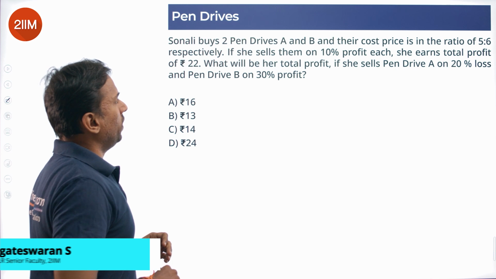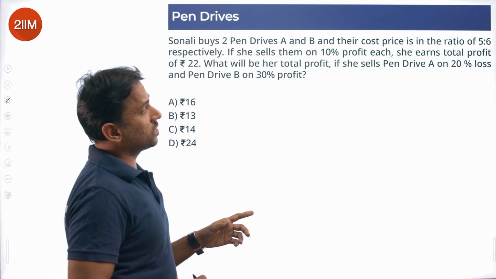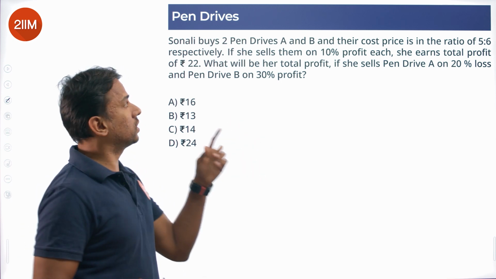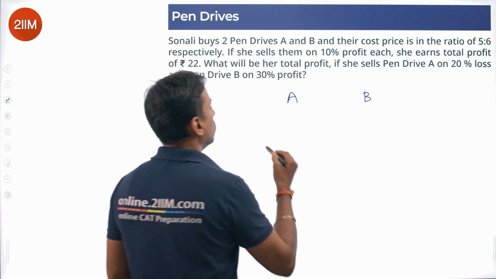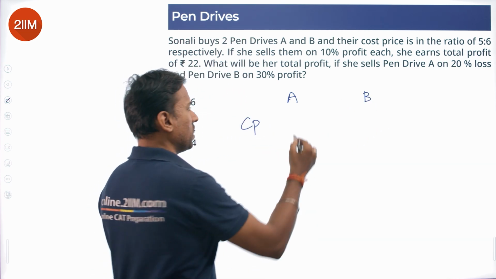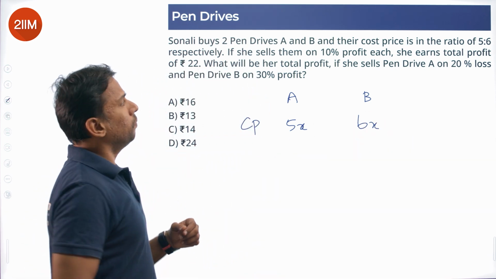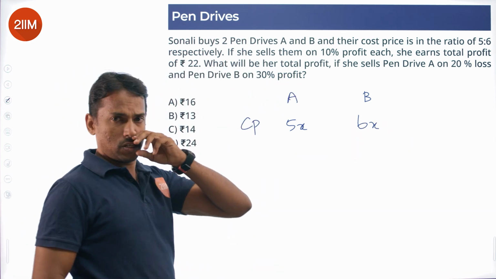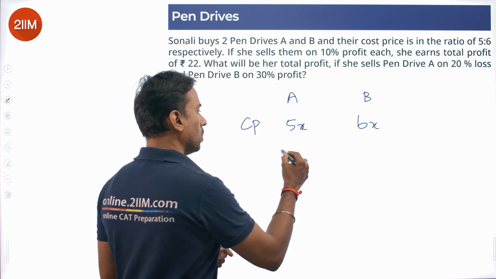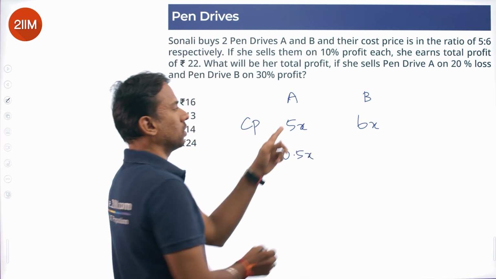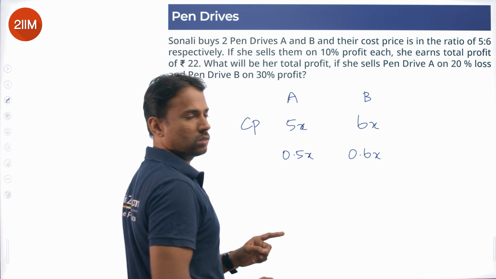Sonali buys two pen drives A and B, and their cost prices are in the ratio 5:6. Okay, fine. So there are A and B. So we'll have the cost prices to be 5x and 6x. This is simple. If she sells them on 10% profit each, so there's a 10% profit here, 10% profit here. That means 0.5x is 10% of this. 0.6x is 10% of this.